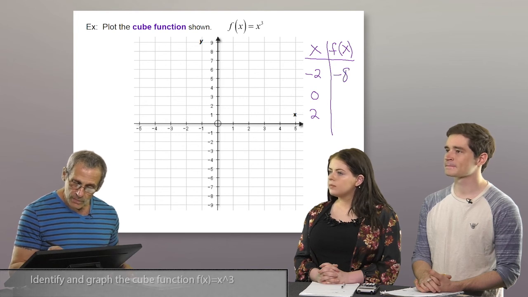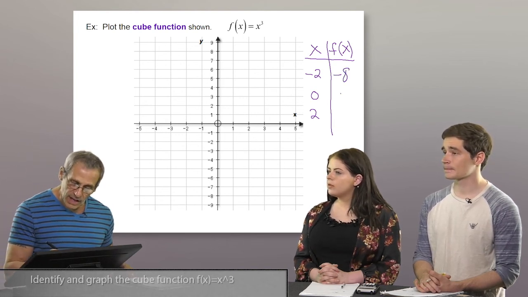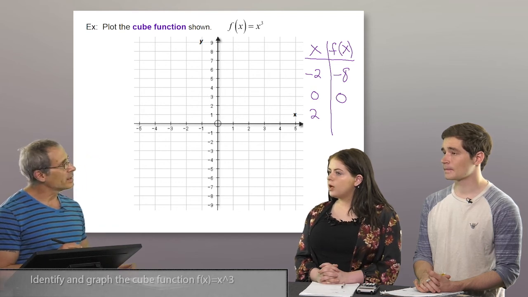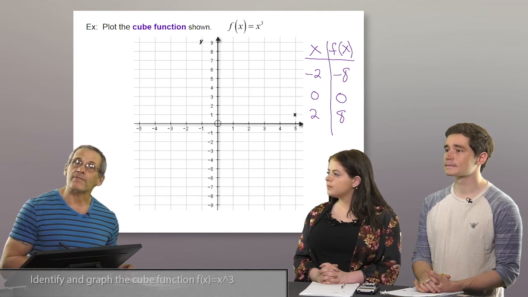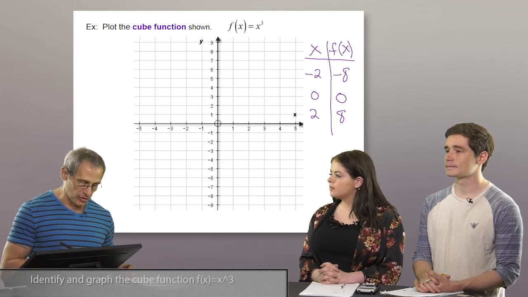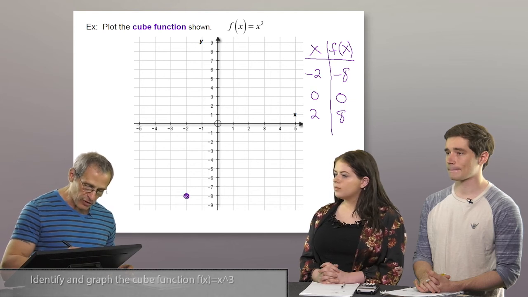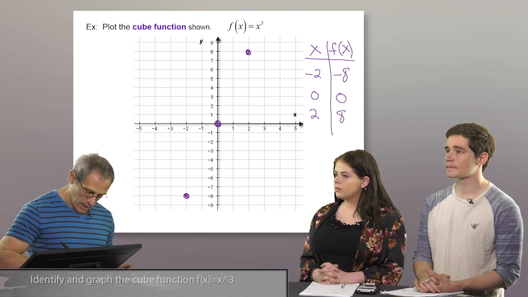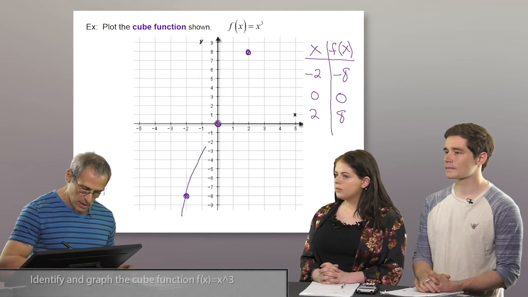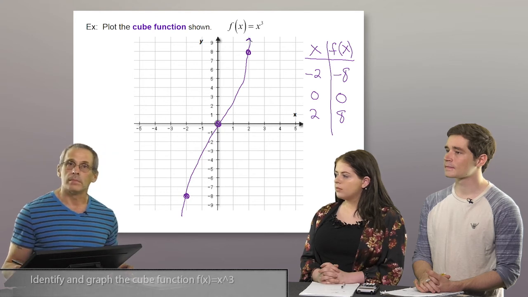Good. How about if the input is 0? The output would be 0. And then if the input is 2, the output would be positive 8. 2 times 2 times 2. So now we'll graph these 3 ordered pairs, these 3 points. We have -2, -8. We have 0, 0. And lastly, we have 2, 8. And we have the graph of our f of x equals x cubed, our cube function.